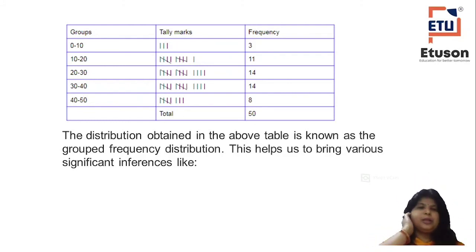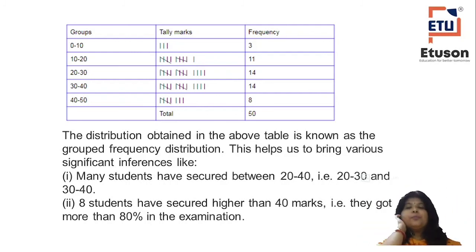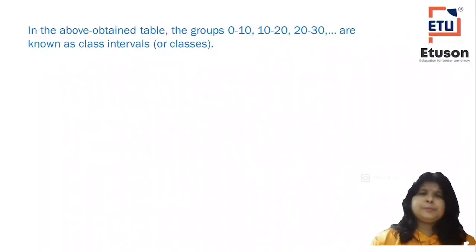This helps us to bring out various significant inferences, like how many students have secured between 20 to 30, 30 to 40, etc. 8 students have secured higher than 40 marks, right? Because the frequency for 40 to 50 is 8. From that you can find out the percentage of students who have scored between 40 and 50. That is 8 out of 50 students. These are in the above obtained table.